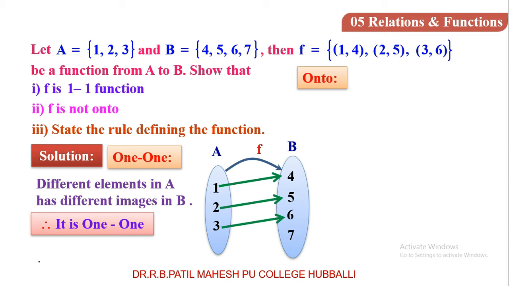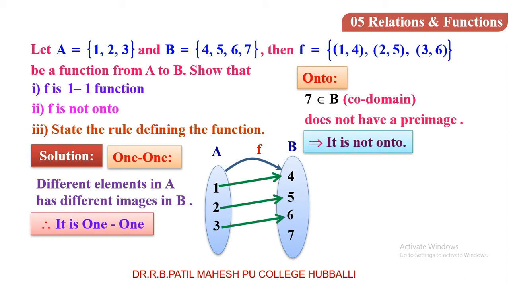Hope you are understanding. 7 belongs to the set B, the codomain, and does not have a pre-image. Therefore, this is not onto. We proved the function is one-one and the function is not onto. Next, state the rule defining the function.